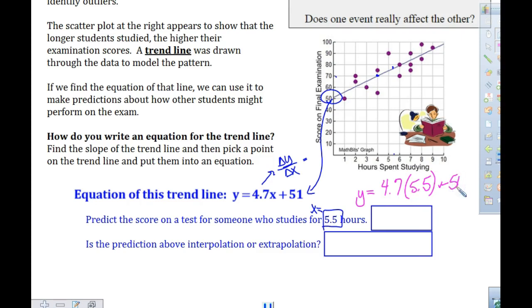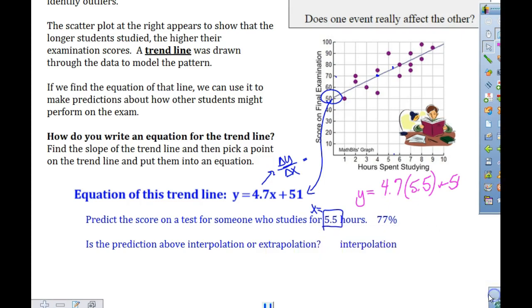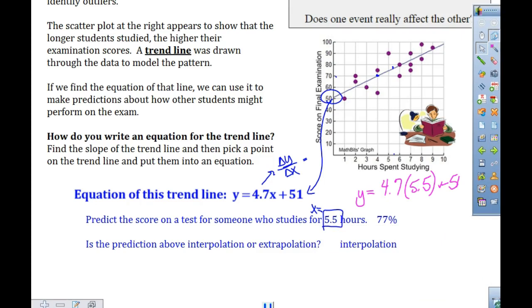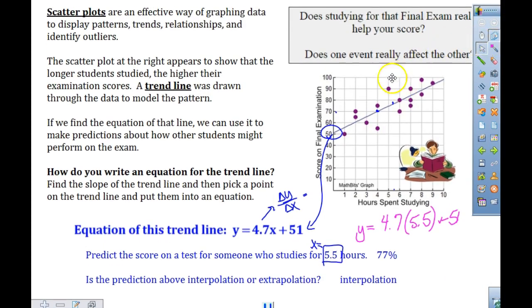If you don't have your calculator, someone have an answer for me? About 77%. Did it come out like 76.85? Yeah, so about 77%. The question is, interpolation or extrapolation? Is it in between my data points or outside of those data points? This is an interpolation. It's in between the data points that are already given. So when we are looking at these, those are the kind of things you want to be thinking about.